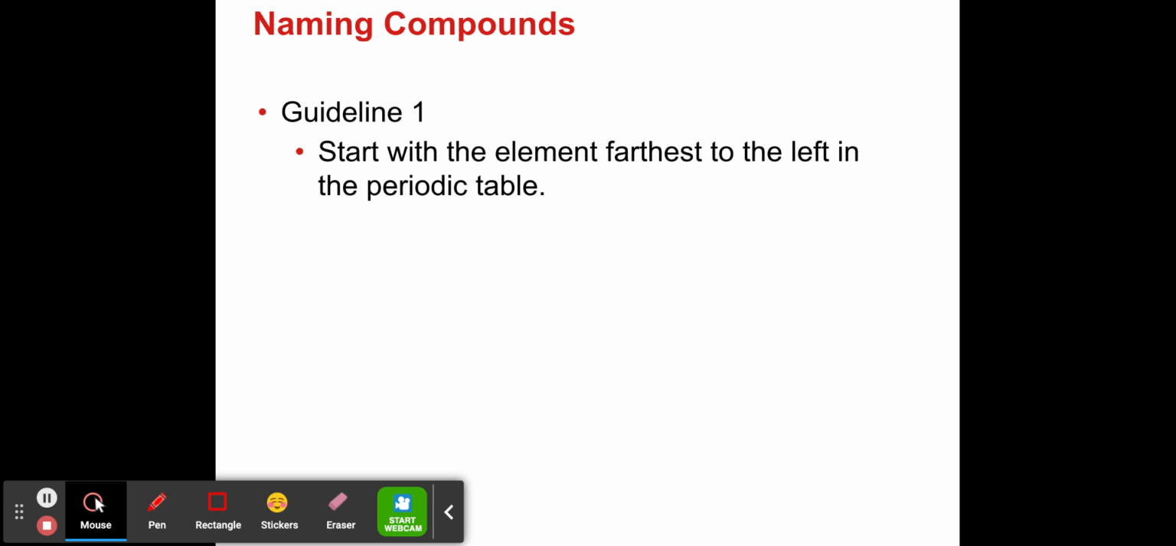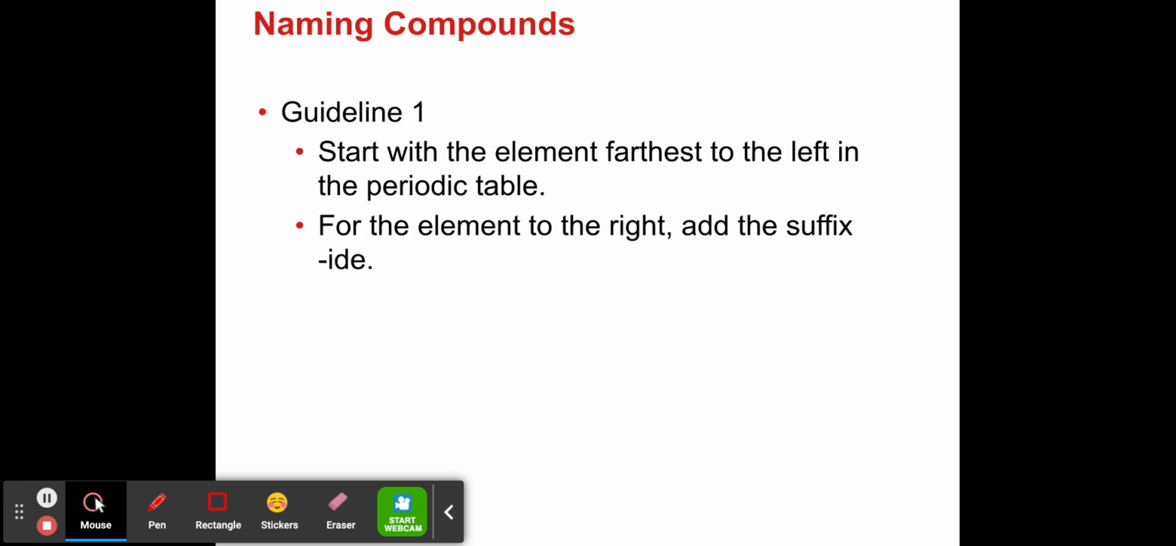So one of the first guidelines you want to follow is that each time we are naming a compound, we start with the element farthest to the left in the periodic table. So if you look at your periodic table, you will see that there's a left side and a right side. So if you have a compound with two elements, you always want to write the name of the element that's to the left of the other one first. Make sure you locate these two elements on the periodic table and determine which one is to the left of which. And that one is going to come first when you're writing the name.